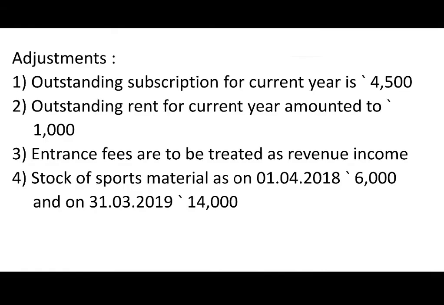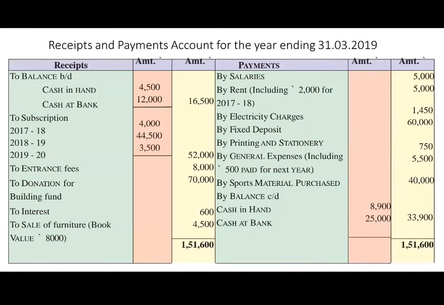Now the next adjustment is outstanding rent for current year amounting to rupees 1000. On rent, two adjustments are there. One is given in the question itself, which says including 2000 for 2017-18. So 2017-18 is my previous year. Rent is given as 5000, out of which 2000 is of the previous year, so I will deduct this 2000 from 5000.